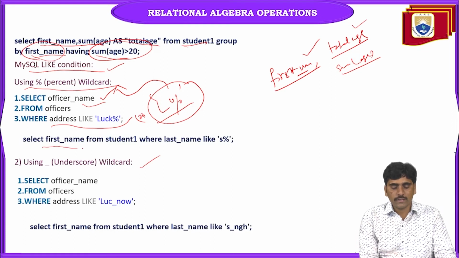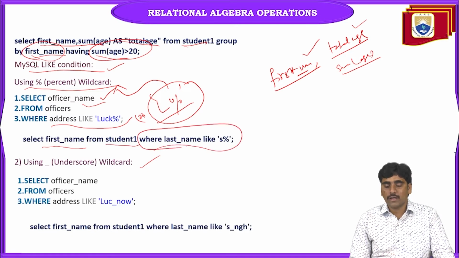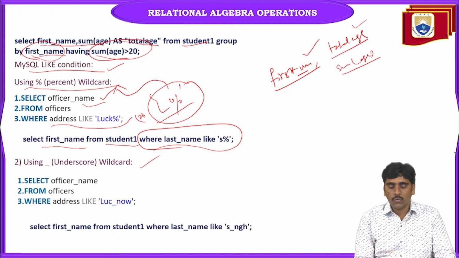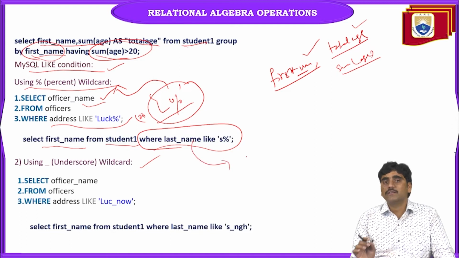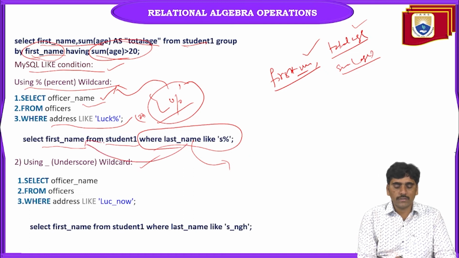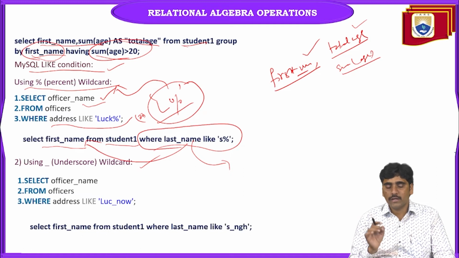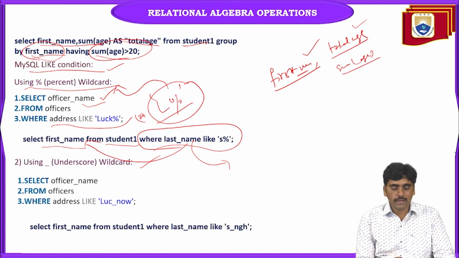Look at this: SELECT first name FROM student1 WHERE last name LIKE 'S%'. That means whoever has a last name starting with the letter S, I want to display those first name details, right? And the second one is what?